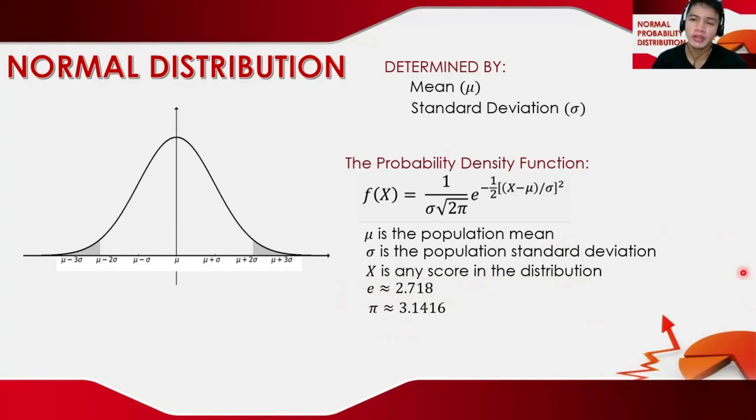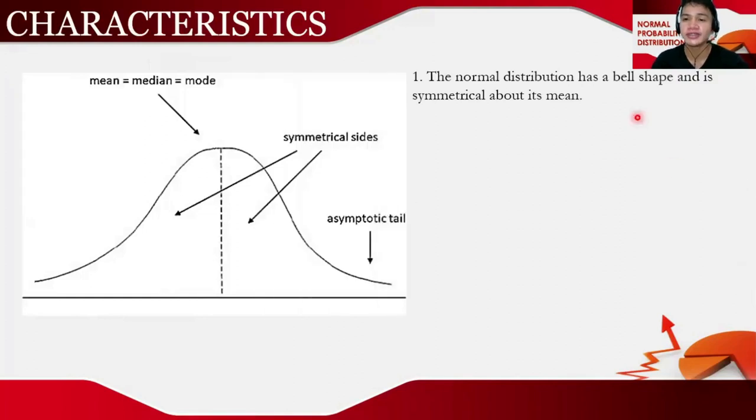Now, when we talk about the normal distribution, it has its own characteristics. Number one, like what I mentioned earlier, a normal distribution has a bell shape and is symmetrical about its mean. It means both sides are equal. If the total area of this curve is 1, both sides have 0.5 and 0.5. Number 2, the mean, median, and mode are equal. It means the mean, median, and mode coincide at the center of the normal curve.